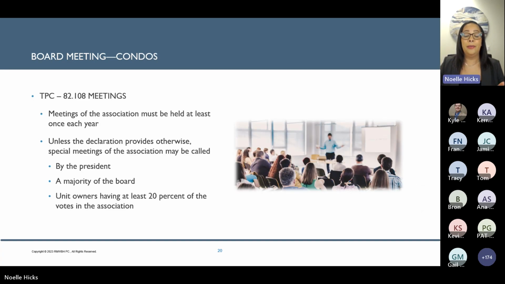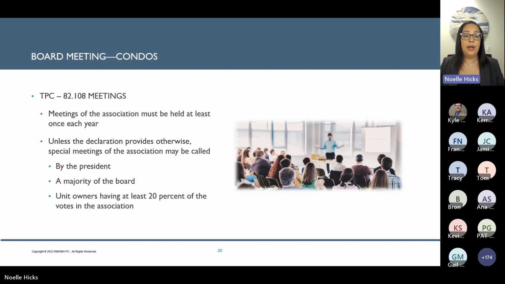There are different requirements for condominium board meetings. So the association has to have a meeting at least once a year. In Chapter 209, it doesn't have any requirements for how often you have to have a meeting. That information can generally be found in the bylaws, and a lot of times it's really up to the board's discretion if they have a meeting once a month or once a quarter or even just once a year. But Chapter 82 is specific that the board has to at least have one meeting every year.